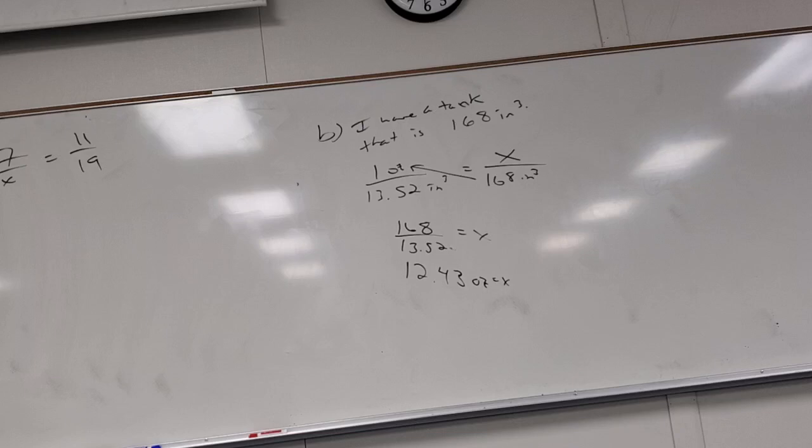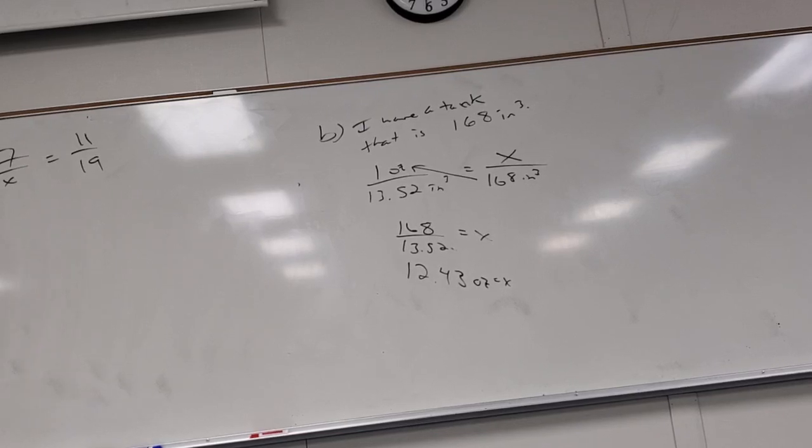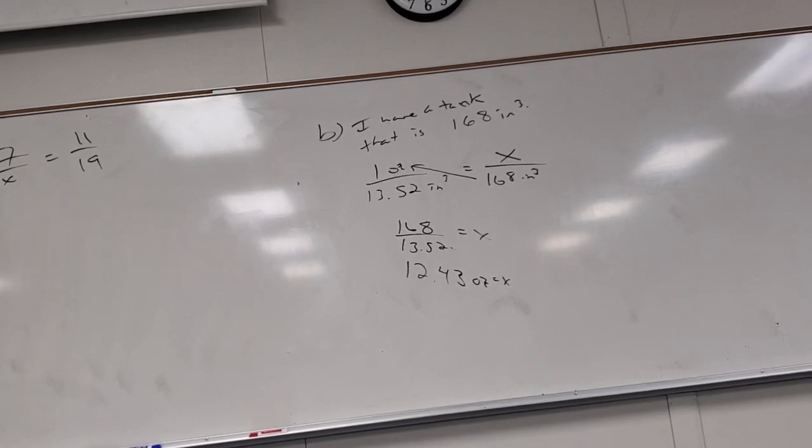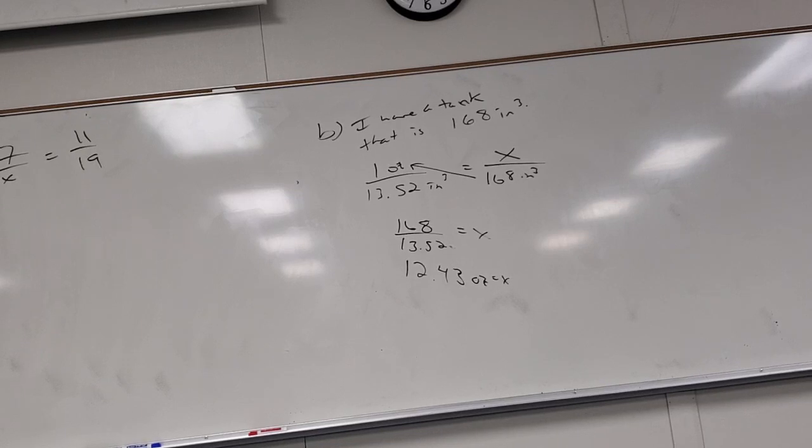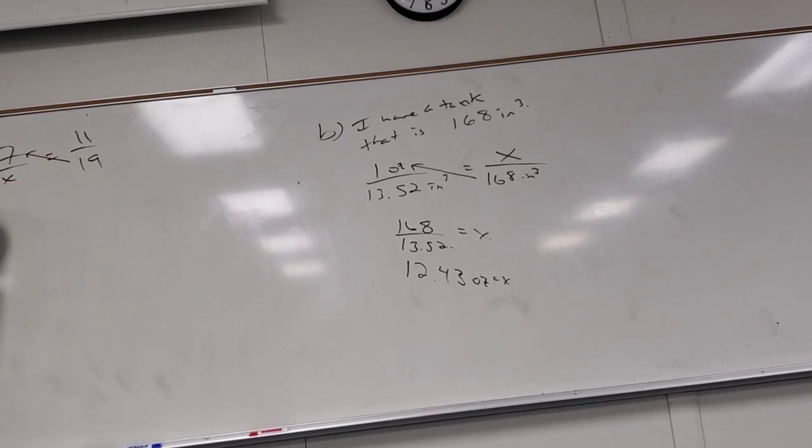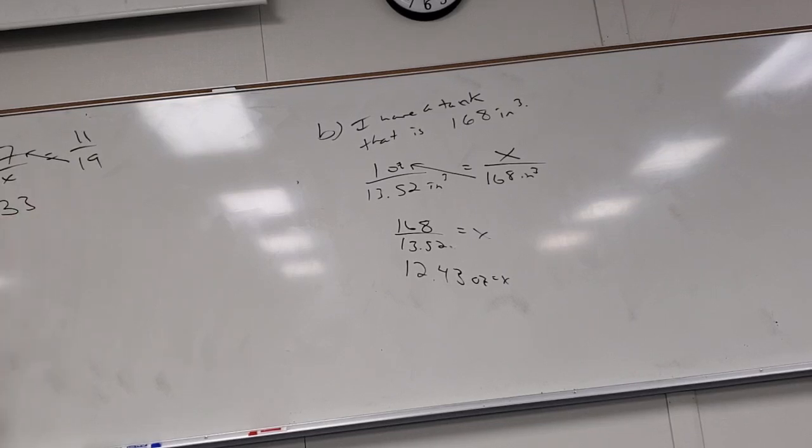How would I solve this? That's what I should say. What's happening? Nothing different here. How would I solve this? Cross multiply. Right. So 19 times 7. I think it's 133.